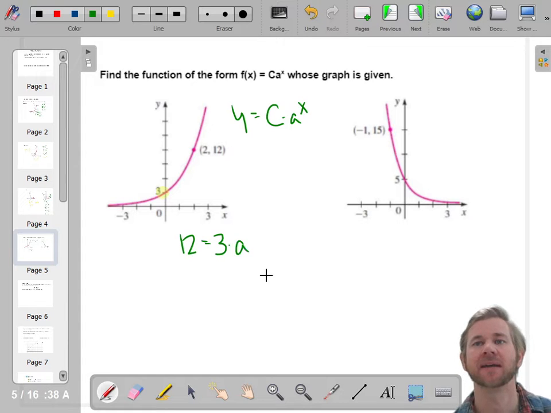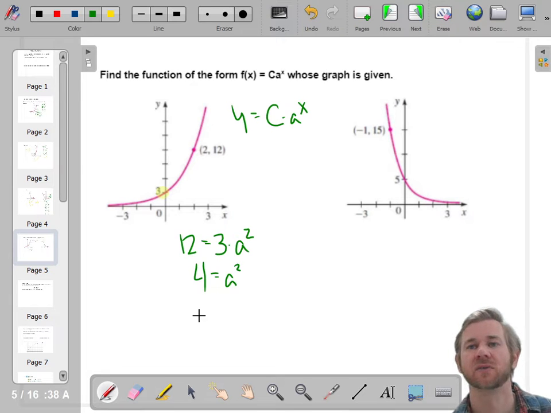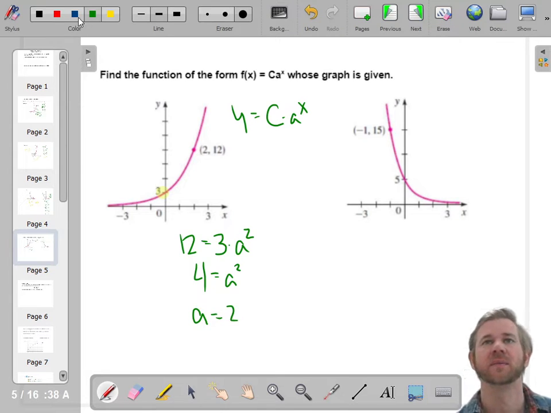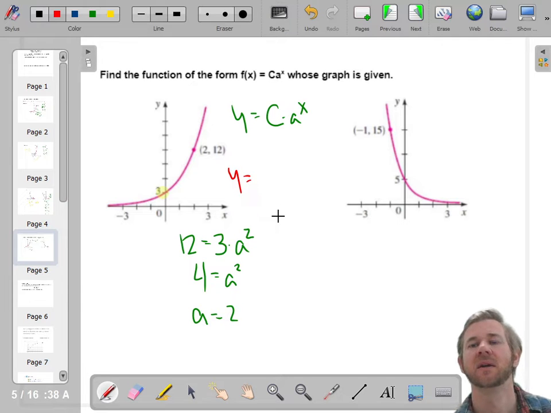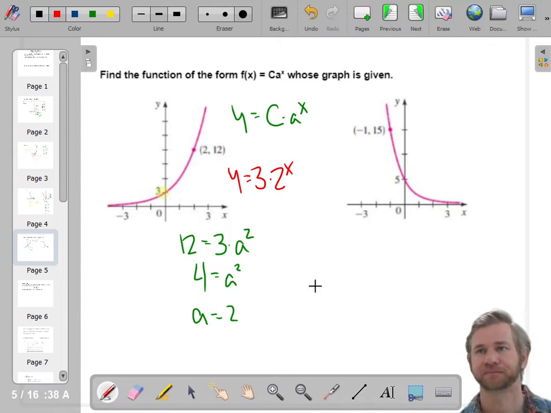Times, I don't know a, but I do know that x is 2 in this problem. Divide both sides by 3. 4 equals a squared. A equals 2. So my equation would be 3 times 2 to the x. C is 3. A is 2.